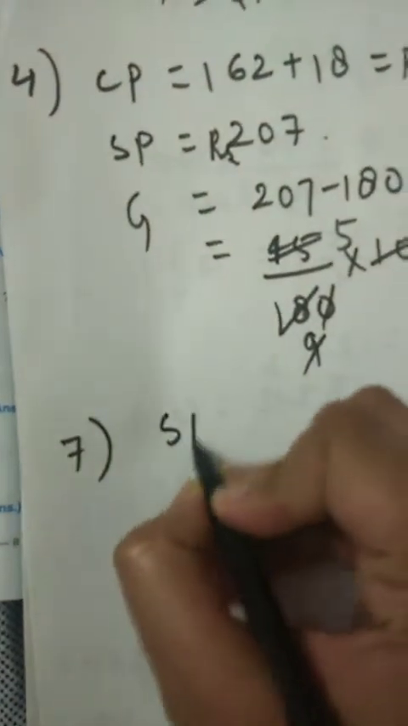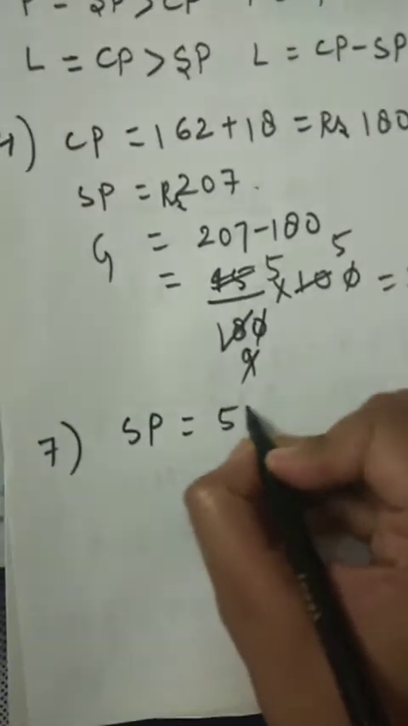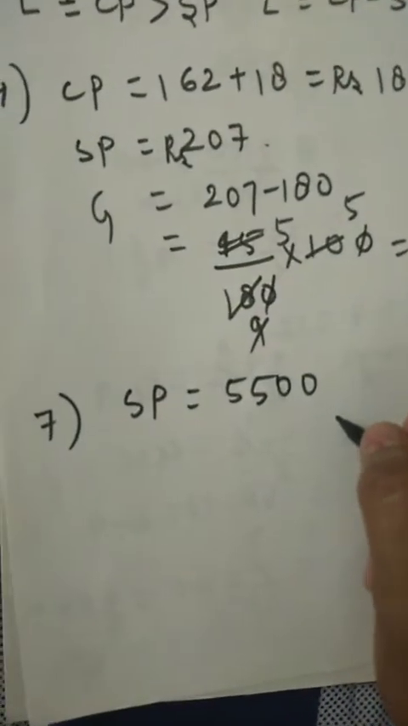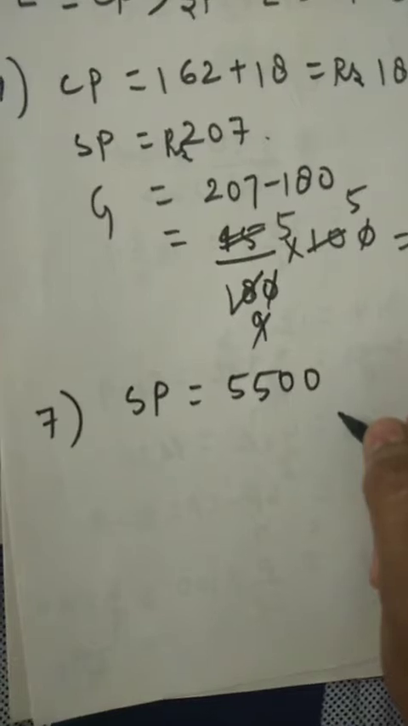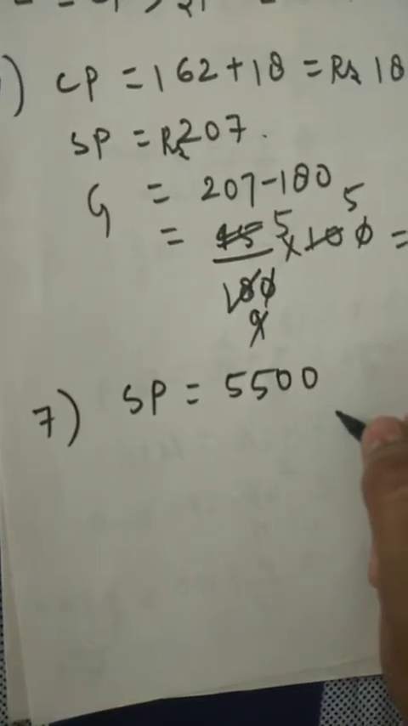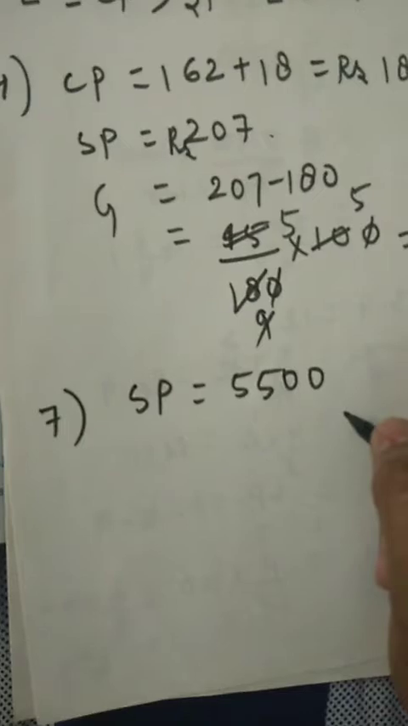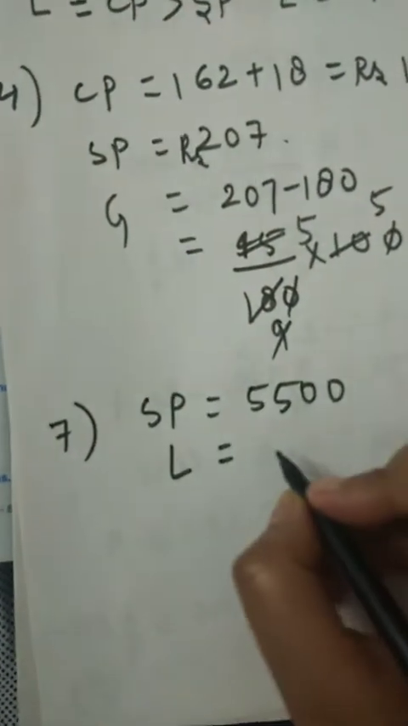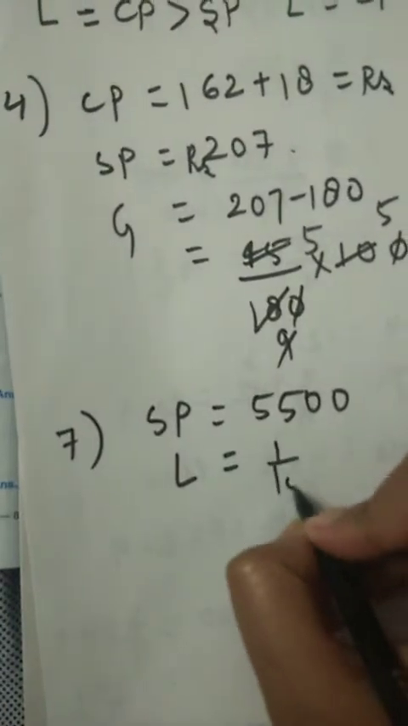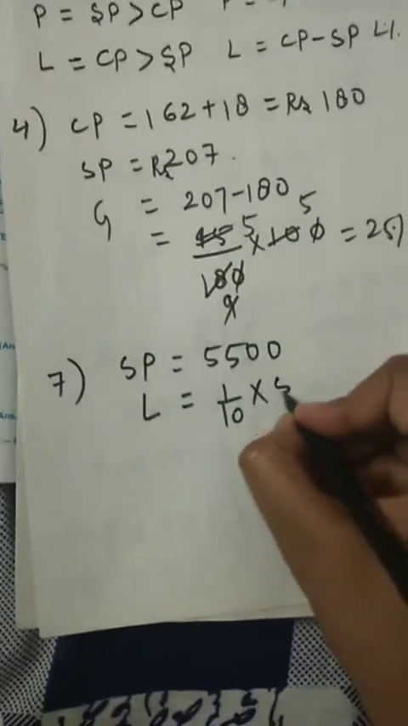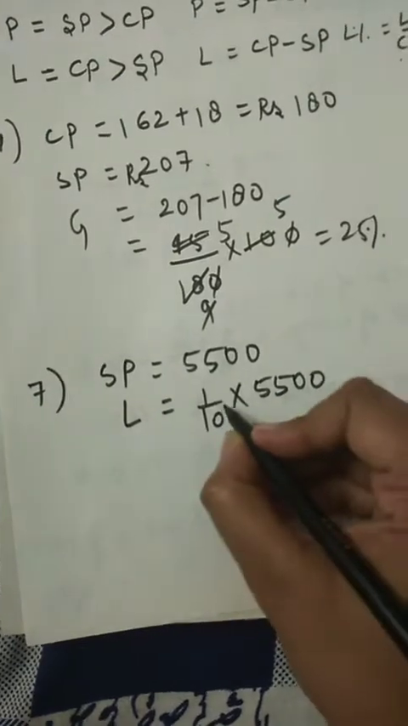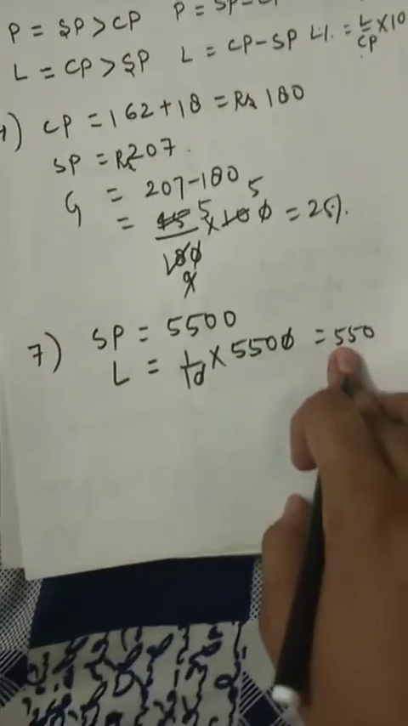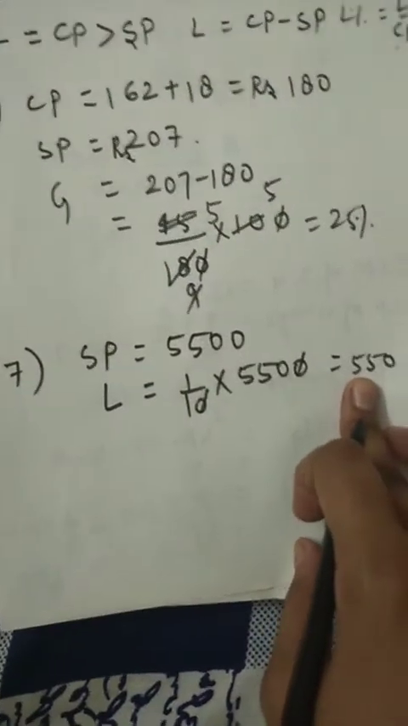Selling price is given as rupees 5,500, and it is saying that he loses 1/10 of the selling price. So we will find 1/10 of this, which is 550. So this is the loss which he suffered.